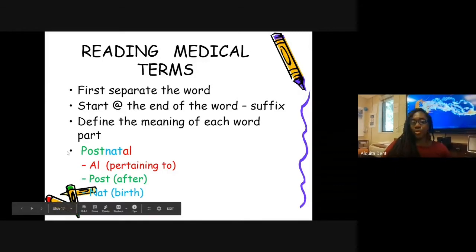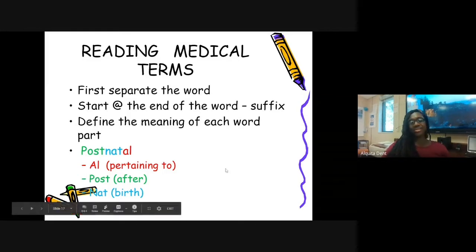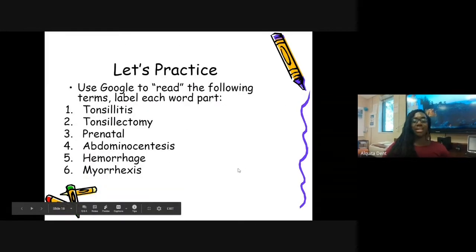If there were no prefix on this term, it would just be natal, and that would mean pertaining to birth. All right, like the prenatal class, or this is the postnatal unit or something like that. Anyways, okay. All right, so let's practice reading the terms.